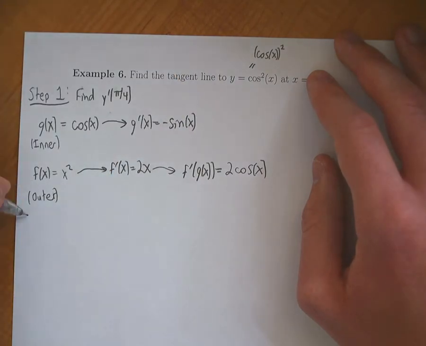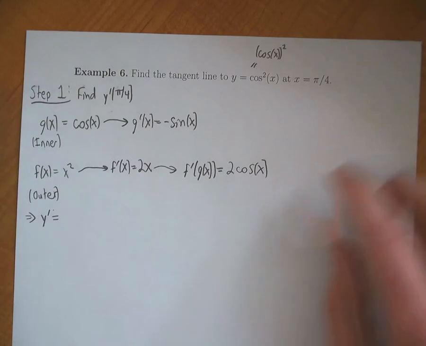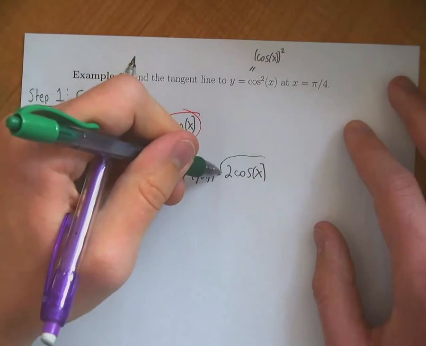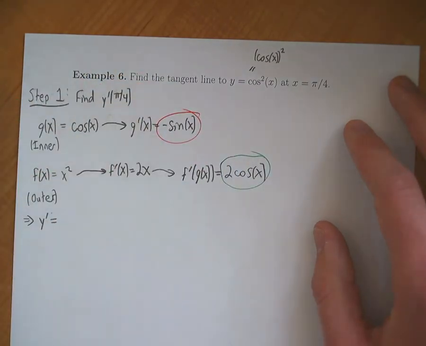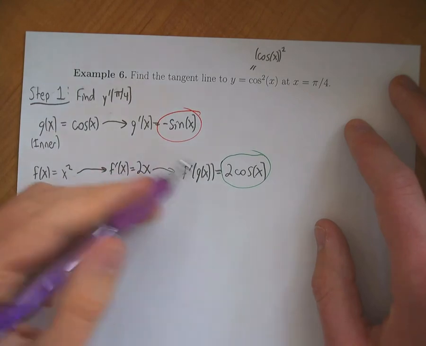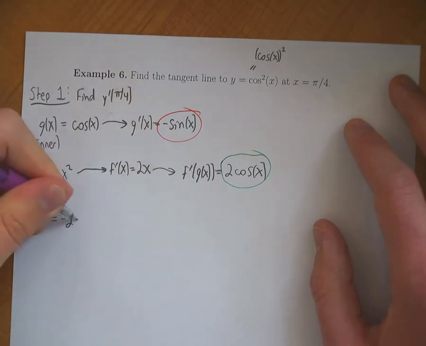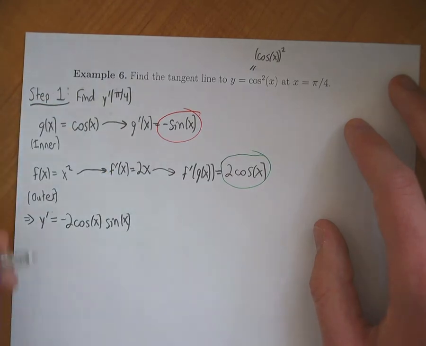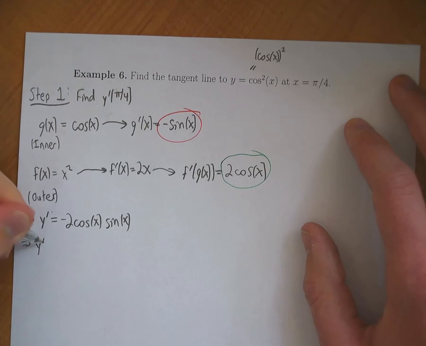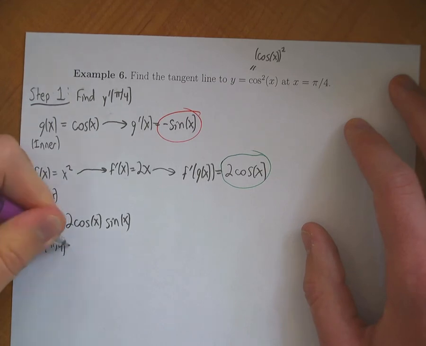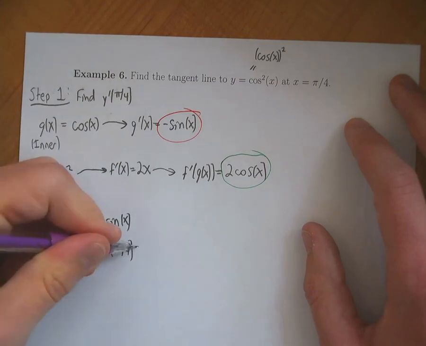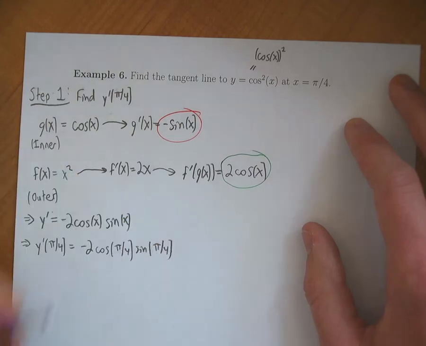So that should pretty quickly tell you that your derivative is, multiply these two together, negative 2 cosine of x times sine of x. One nice thing about plugging in x equals pi over 4 is that if you focus on cosine and sine of pi over 4, you'll notice that they're the same values.